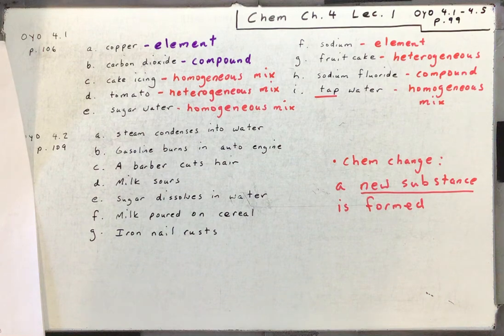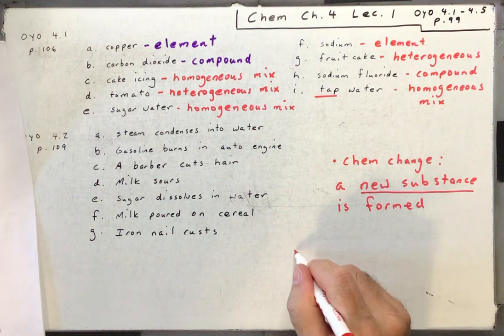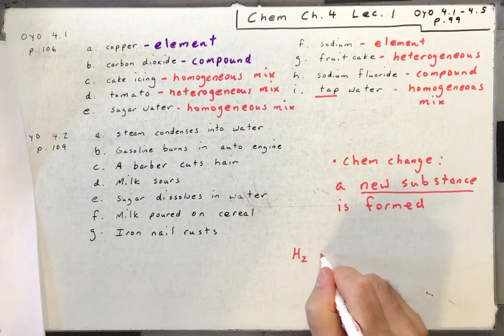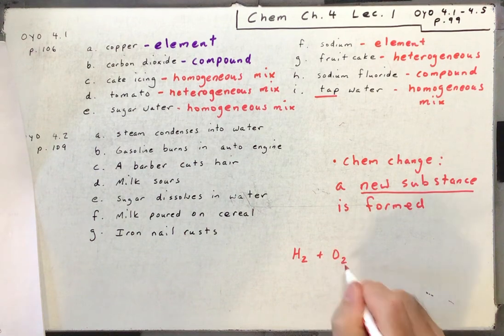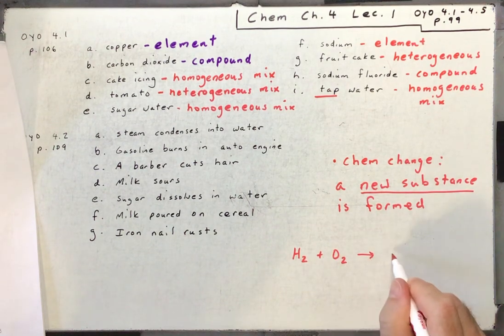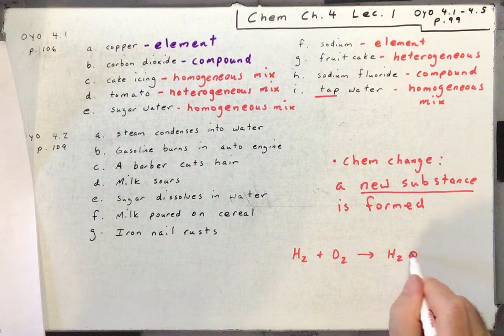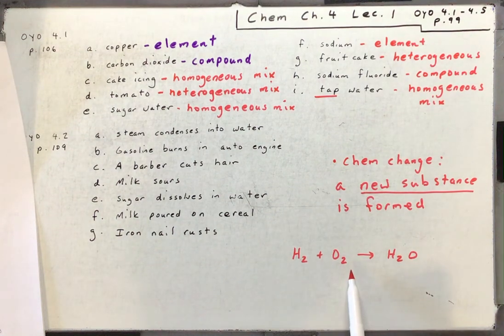An example with a chemical change, you're going to have a chemical reaction. So if we have hydrogen and oxygen, you can make water out of that. So that is a chemical change. We originally just had a hydrogen molecule and an oxygen molecule, and then through the proper chemical processing we made a water molecule from that, and that is a chemical change.